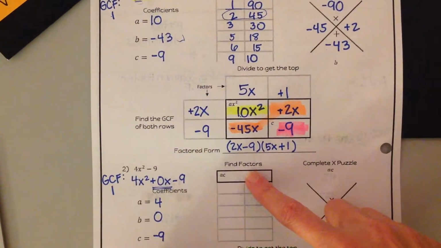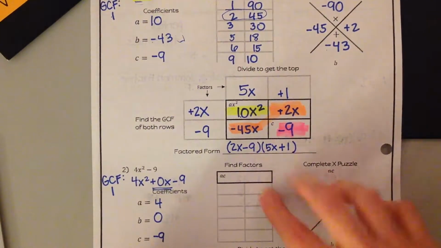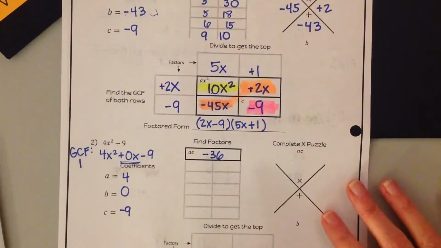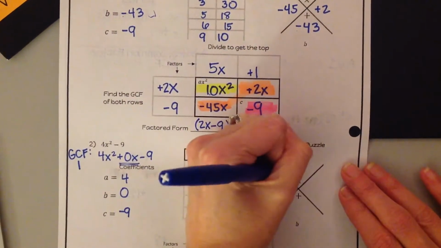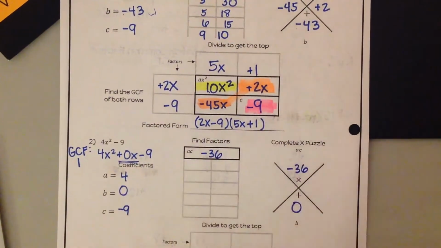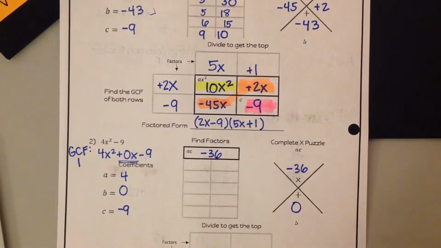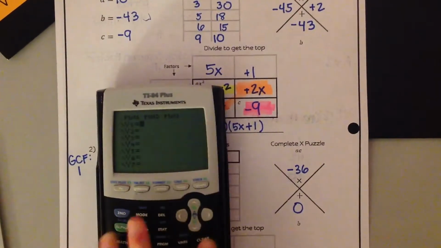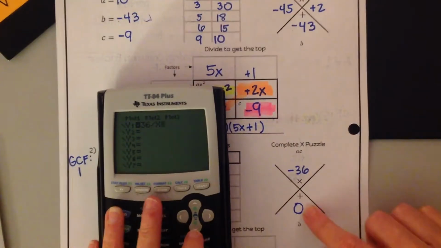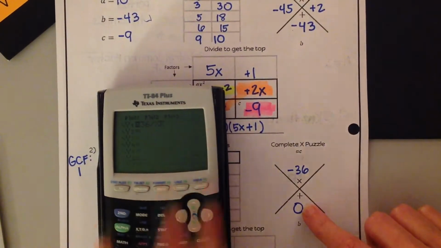But now I can write my coefficients for my a, my b, and my c. And now I want to find my factors of my a and c product, which is negative 36. And I'm going to kind of use some of my knowledge. I know I have to multiply to negative 36, and I have to add to my b, which is 0. So that should help me narrow down my list of factors when I go to my calculator. So I'm going to clear it out. I'm going to put 36 instead of negative 36. But I know if they have to add to 0, my factors should be the same value.